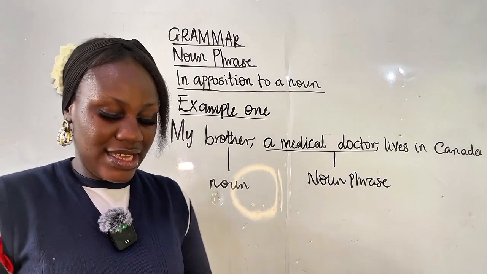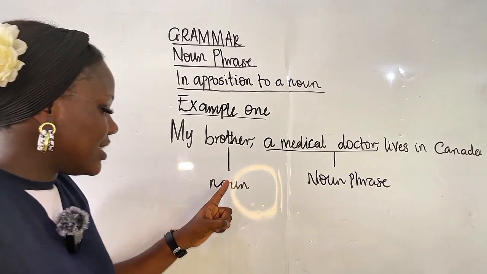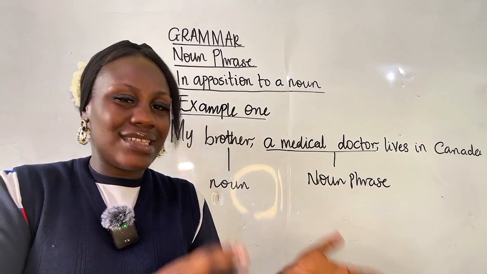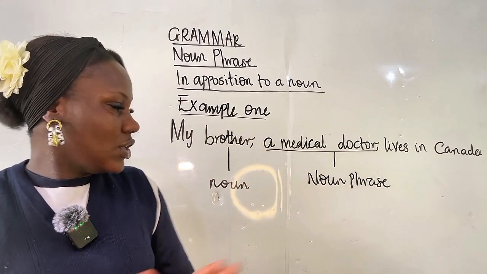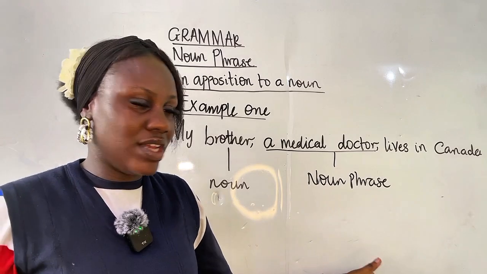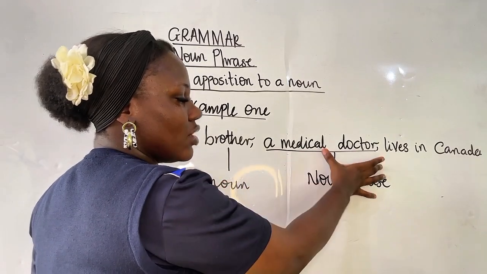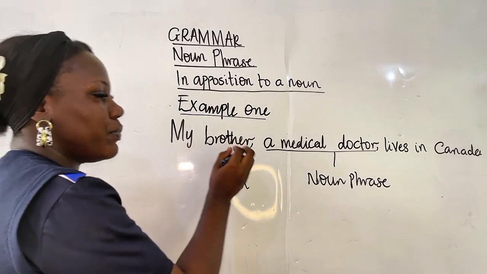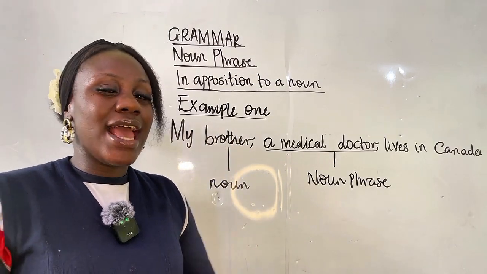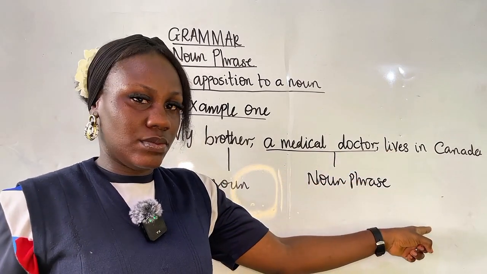What is in apposition to a noun? Apposition happens when a noun and a noun phrase sit side by side with each other. You see the noun beside the noun phrase. What is following is the noun phrase. And if we should omit a medical doctor and say, my brother lives in Canada, we are still correct. But the extra information here is a medical doctor.